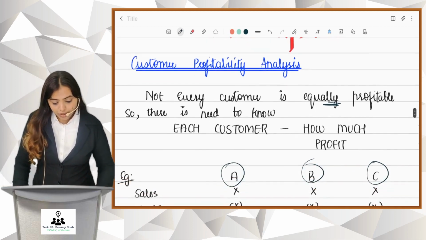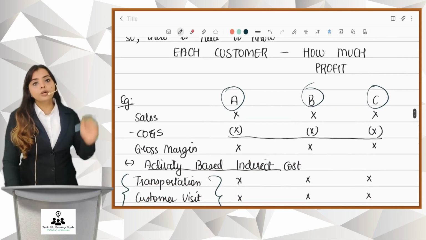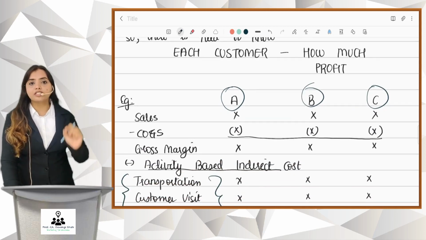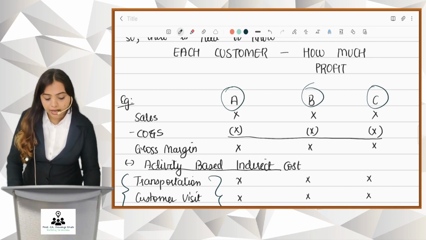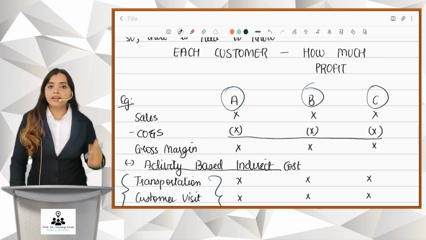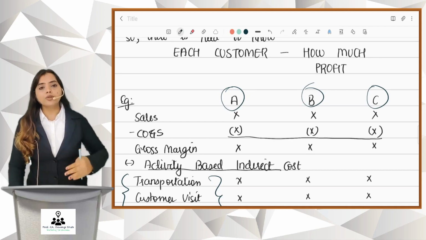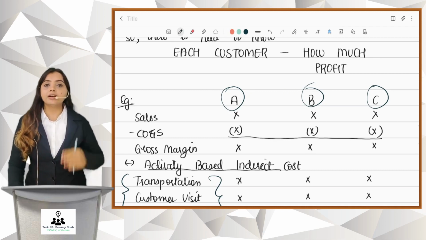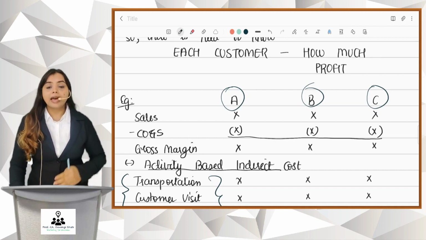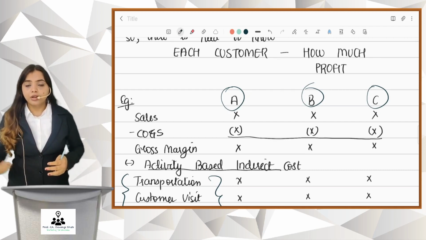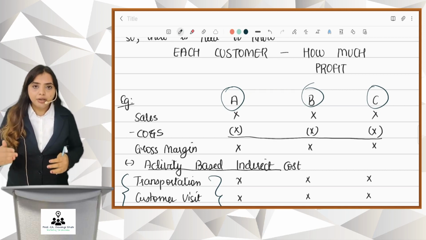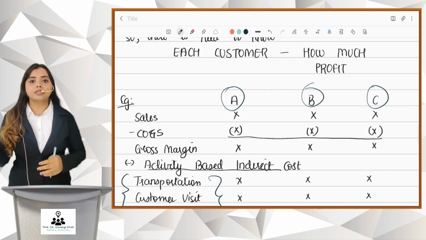So we do it like this. We use activity based costing to do customer profitability analysis, and it is done like this. There are 3 customers A, B, C. We write down the sales, then we write down cost of goods sold, and then we write gross margin, gross profit. And after that, the activities consumed by the customer are calculated, and then accordingly cost is charged.